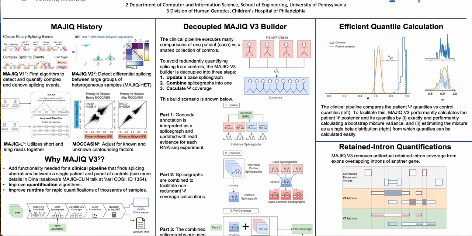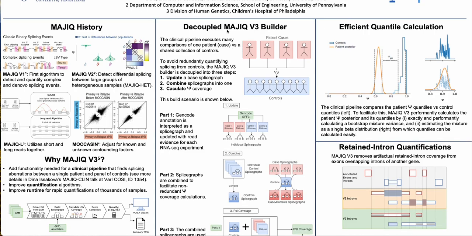Finally, we saw an opportunity to re-implement MAJIQ from the ground up, making optimizations to its data structures and algorithms, which produce faster runtimes compared with previous versions. The decoupled MAJIQ V3 builder is a major improvement in V3, which makes it possible for MAJIQ to efficiently complete the computations needed for the clinical pipeline. Specifically, the clinical pipeline executes many comparisons of one patient against a shared collection of controls, which would have required redundant splicing coverage calculations in previous MAJIQ versions.